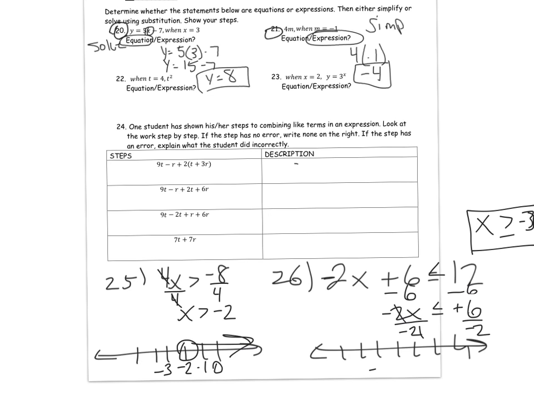Okay, so let's plot a few points. Negative 4, negative 3, negative 2, negative 1, 0. Because it is greater than or equal to, it's got to be a closed circle. And because it's greater than or equal to, we're still going to be going to the right.